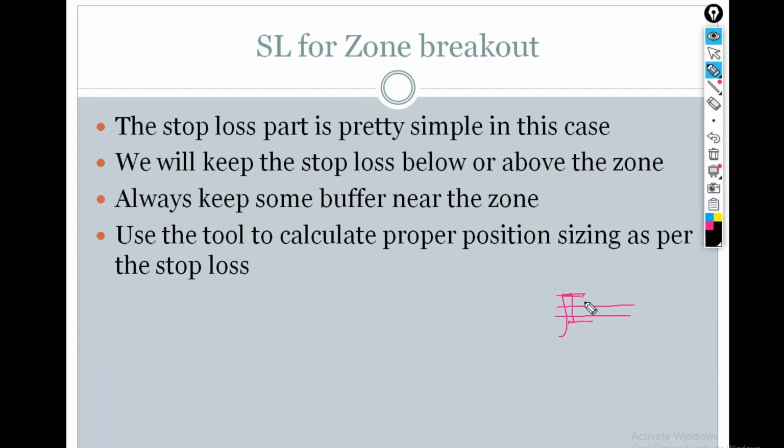And what is the zone over here? This is the zone, right? This is the zone over here. So the stop loss is going to be below the zone. I hope this point is pretty much clear.